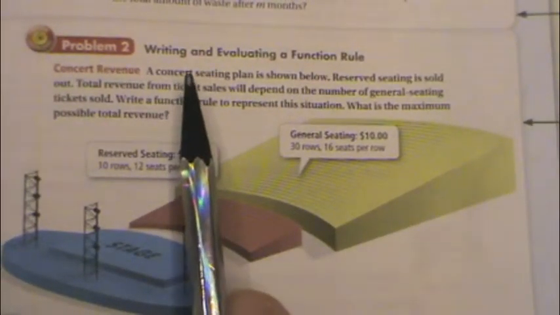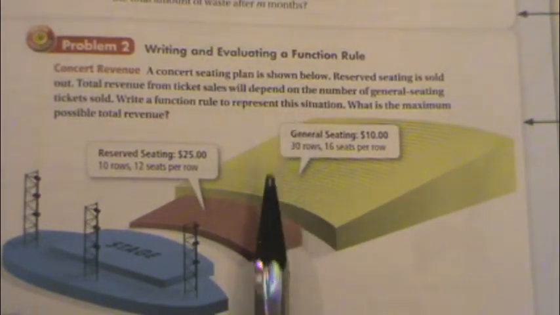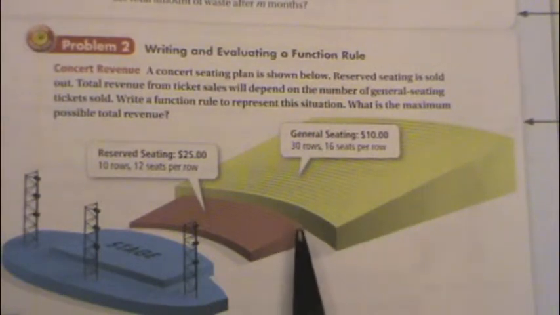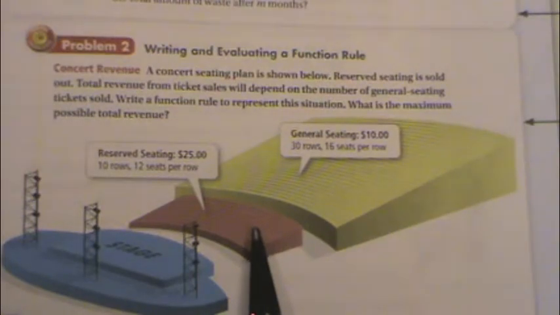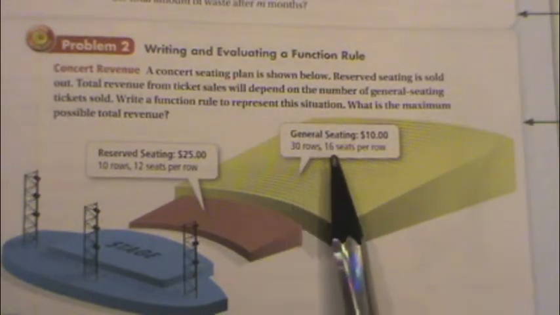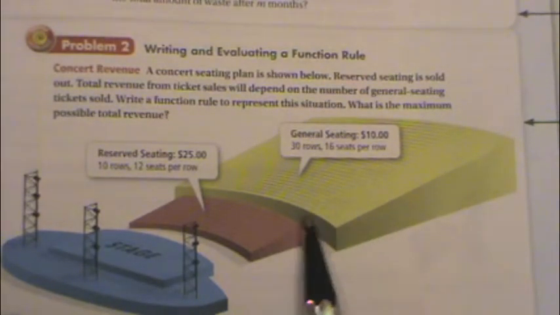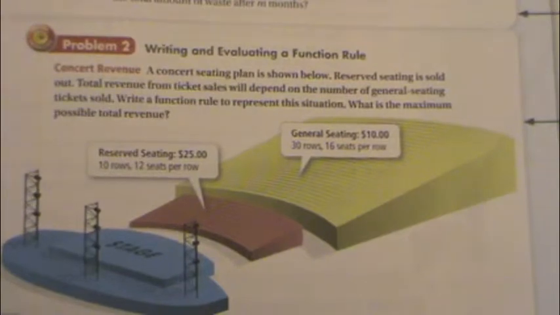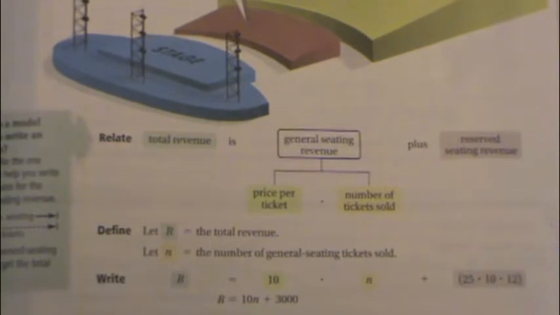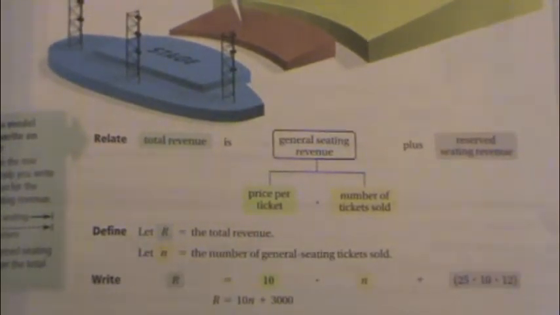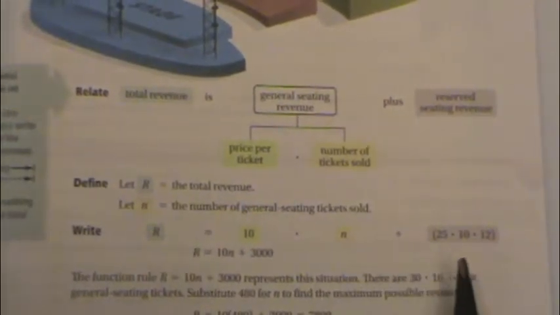Instead of just writing a function rule, we are writing and evaluating a rule. Here is a plan of a concert arena. The reserved seating, the fancy expensive stuff, is sold out. And general seating is still available. They want you to write a function rule to figure out what possible maximum revenue you can get. And so they break it down, they give you a little diagram that I'd like you to look at. And then they define your variables, and then they start to put them together into a function.